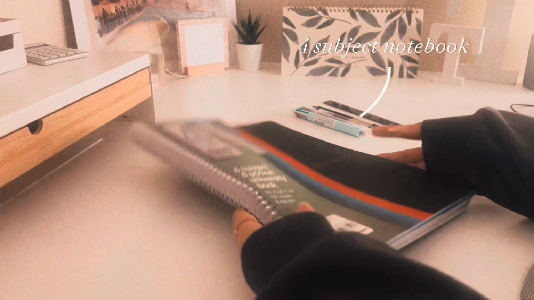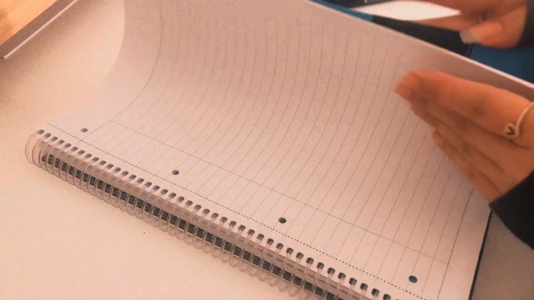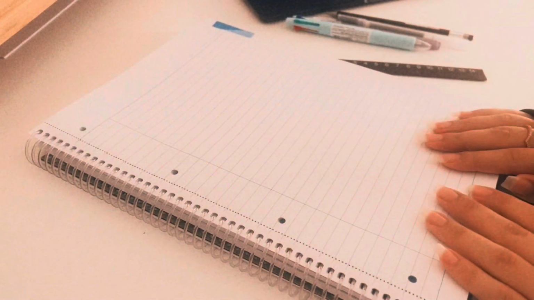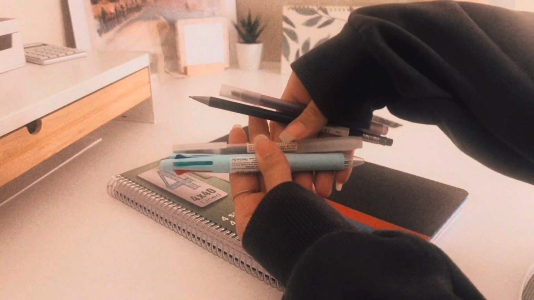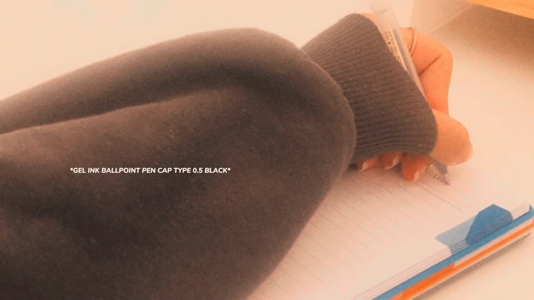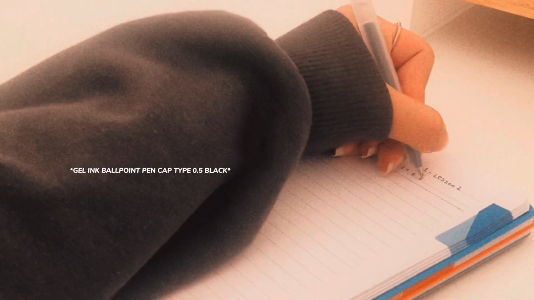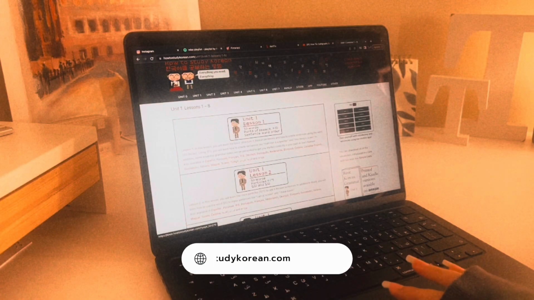what websites, my study technique. I prefer using notebooks when I study Korean so that I could write down all the important information, and I like to have a very thick notebook so I can make sure it's going to fit all the information and that I will not be running out of paper anytime soon. My usual go-to stationery is Muji, and I like using their gel ink ballpoint pens, and I prefer them in 0.5. My favorite website to use to study Korean is howtostudykorean.com.